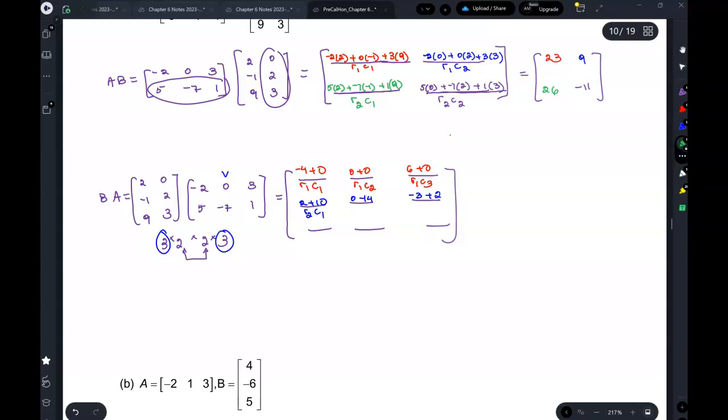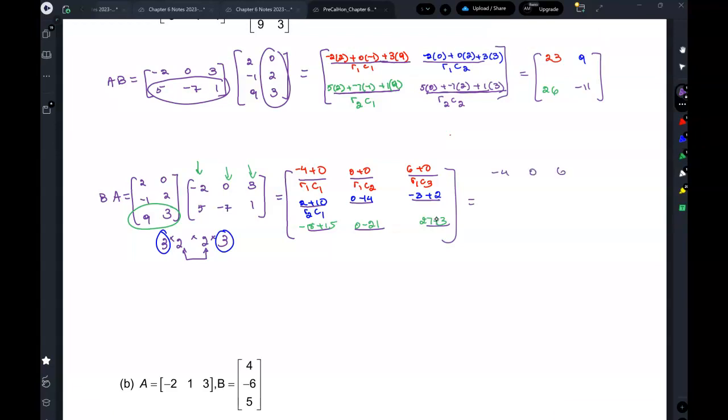Lastly, row 3, column 1. What is that? Negative 18 plus 15. Column 2, 0 minus 21. Column 3, 27 minus 3. No, plus 3. Okay, so lastly, I get negative 4 going across 0, 6, 12, negative 14, negative 1, negative 3, negative 21, and 30.